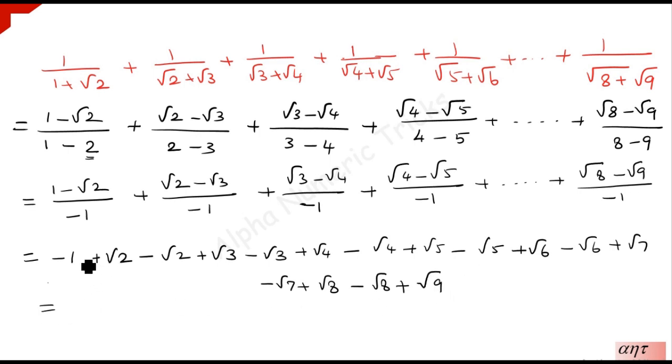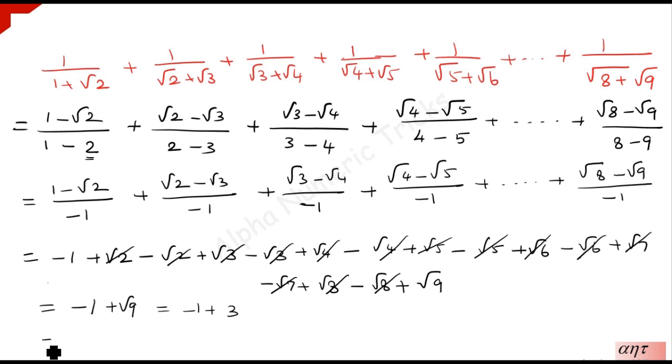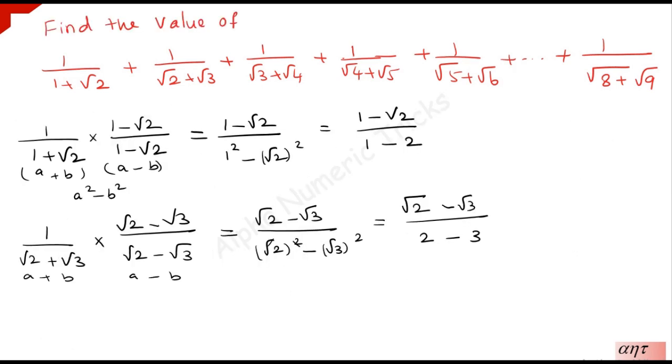And what is next? We have here plus root 2 minus root 2 cancelled, plus root 3 minus root 3, plus root 4 minus root 4, plus root 5 minus root 5. These two terms get cancelled, and these two terms get cancelled, and these two terms get cancelled. So the final term you have is minus 1 plus root 9. What is root 9? Minus 1 plus root 9 is minus 1 plus 3, so the value is equal to 2. That is the value of this summation.